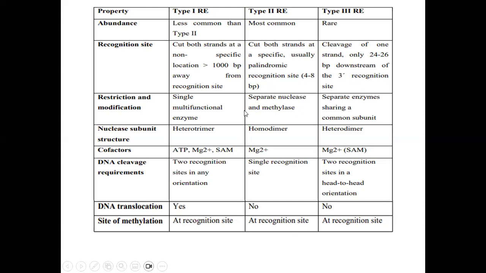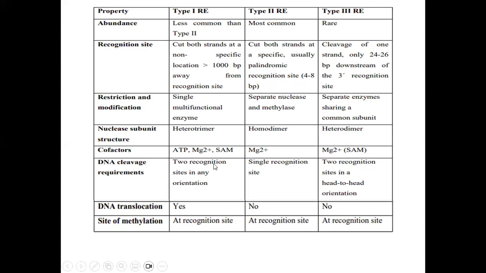In case of type 1 restriction endonuclease, we have a single multifunctional enzyme that is able to carry out both restriction as well as modification functions. We have two separate enzymes in case of type 2 restriction enzymes for the two functions, restriction and modification. And we have again two separate enzymes sharing a common subunit in case of type 3 restriction enzymes. The nuclease subunit in case of type 1 enzymes is a heterodimer. It is a homodimer in case of type 2 enzymes and a heterodimer in case of type 3 enzymes.